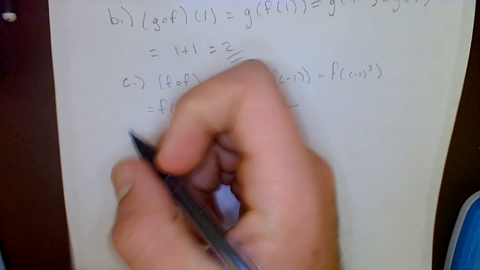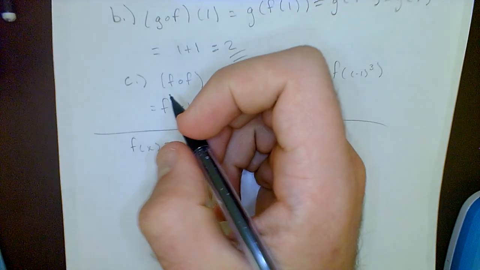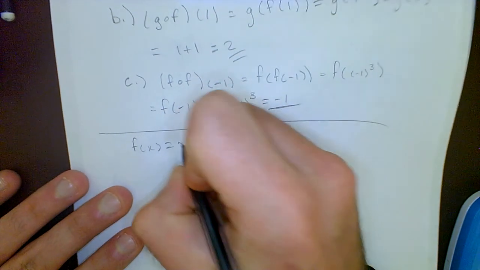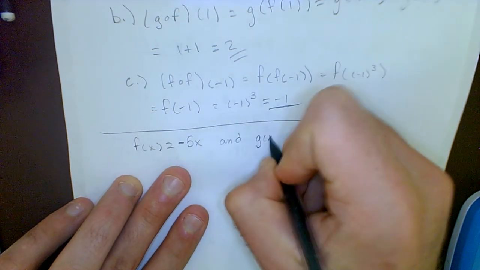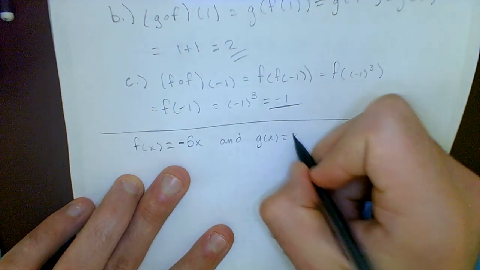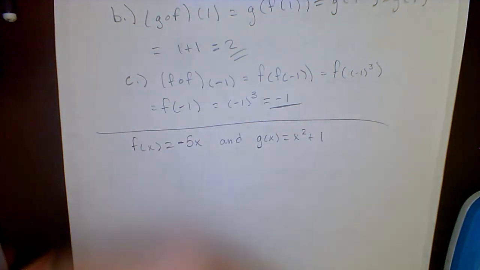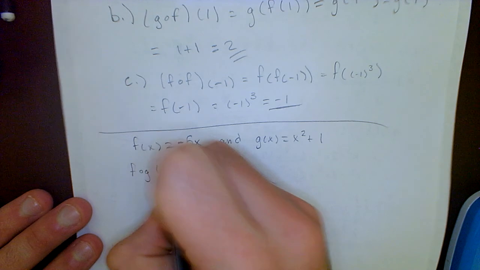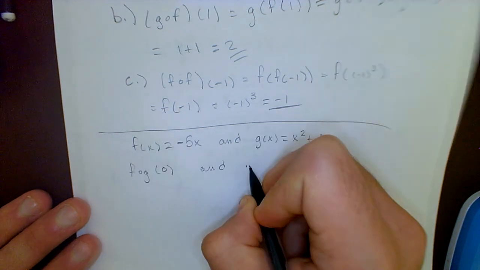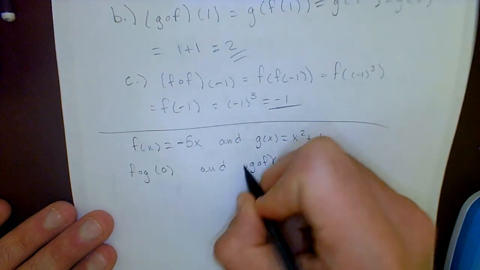All right, let's do a couple more practice problems here. So now let's change it up. New example: we have f of x equal to negative 5x and g of x equal to x squared plus 1. They want you to find f of g of 0 and g of f of 0.